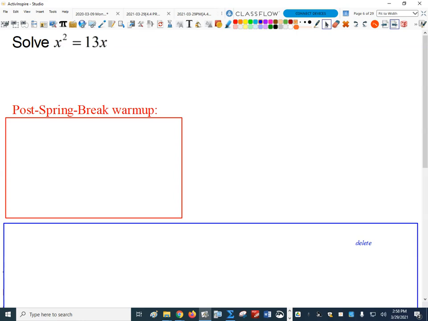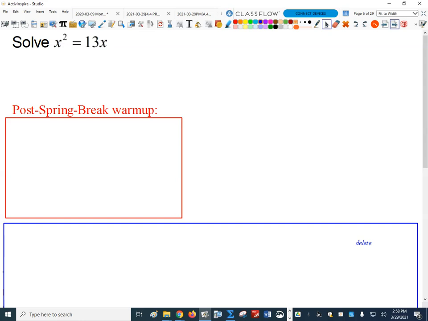Say it again. You multiply, well, I can't just multiply the 13 by 2. I could multiply both sides by 2. So I'd end up with 2x squared equals 26x. Remember, I got to treat both sides equally, don't I? But that's not going to get me anywhere. Any suggestions?